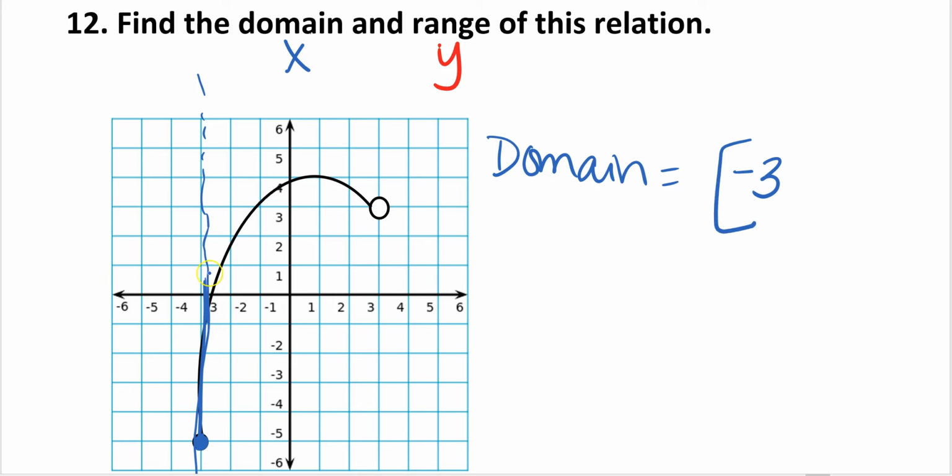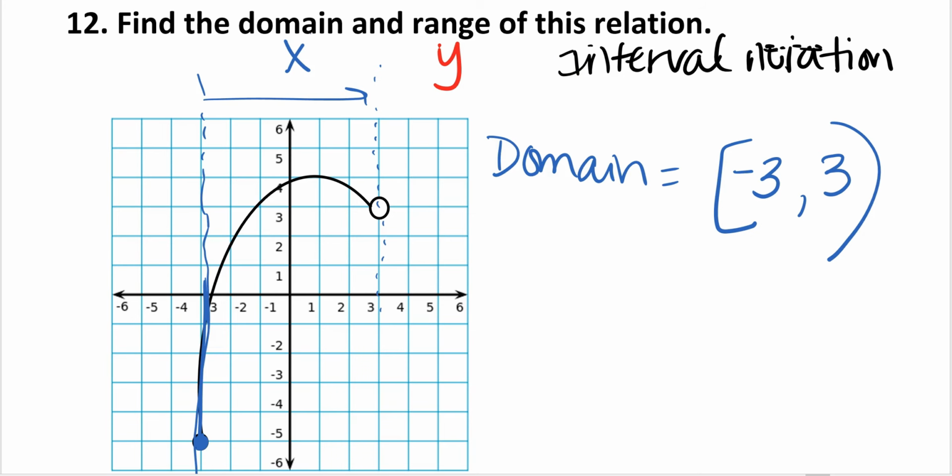And then our graph goes all the way to x equals +3, but we have an open circle, so we're not including 3. So 3 is our limit, but we're not actually going to touch 3, so we're going to use parentheses. So that's how we write our domain in interval notation. Now for the range, it's all of our y values. And so since we're going smallest to largest, we start from the bottom and go up. So the very bottom y value is at x equals -3.